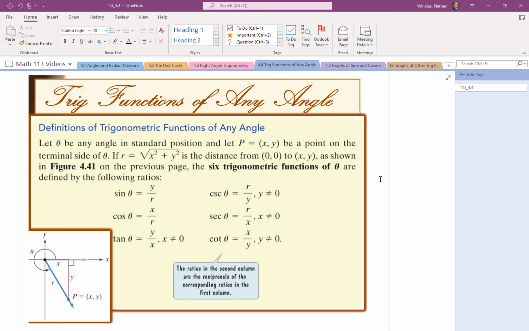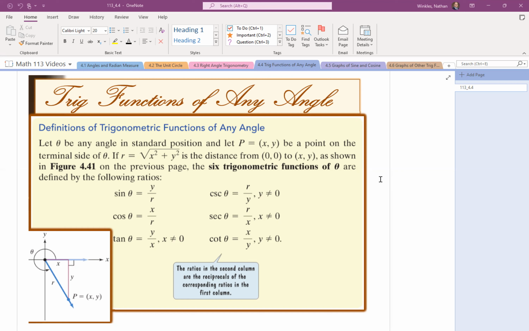So the sine of theta is equal to y over r. And cosine of theta is equal to x over r. Tangent of theta is y over x, where x is not equal to 0.